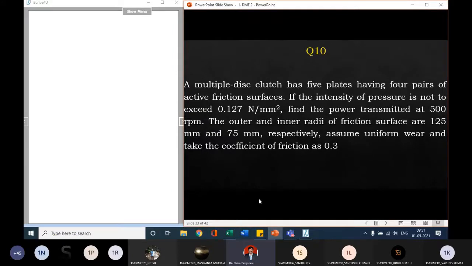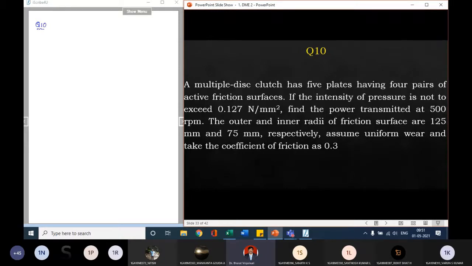Question number 10. You have it once again on the screen, guys. I want you to be ready with the answers. Very quick answers are very much appreciated. Thank you very much. So question number 10. We'll solve the problems and we will finish it.